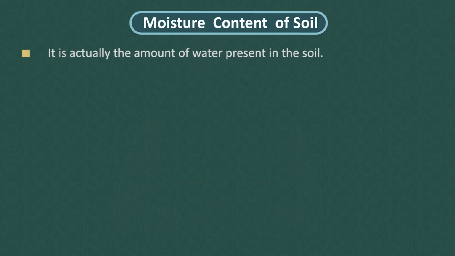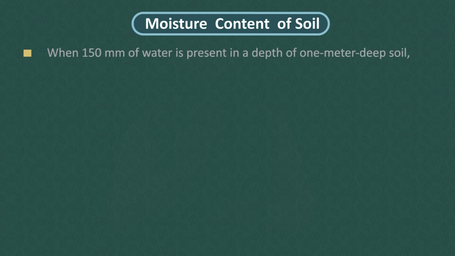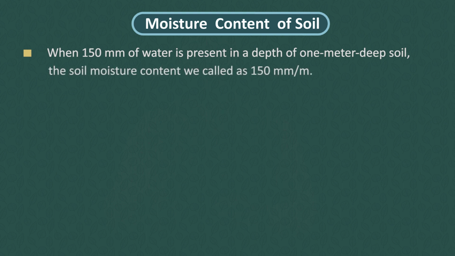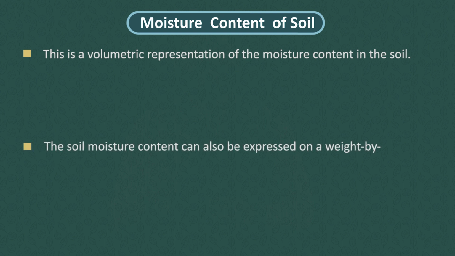Student, the next important physical property is moisture content of the soil. It is the amount of water present in the soil, and it is expressed as the amount of water per unit mass or volume of soil. Let us suppose 150 millimeters of water is present in a depth of 1 meter of soil, then we call the soil moisture content 150 millimeters per meter. Viewers, this is the volumetric representation of the moisture content in the soil. The soil moisture content can also be expressed on a weight by weight basis.